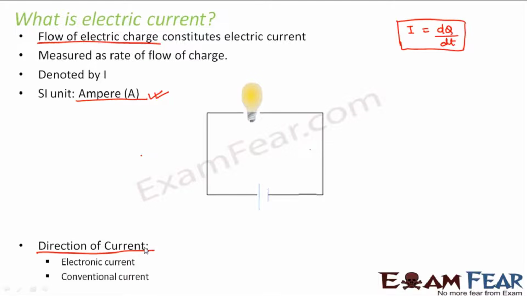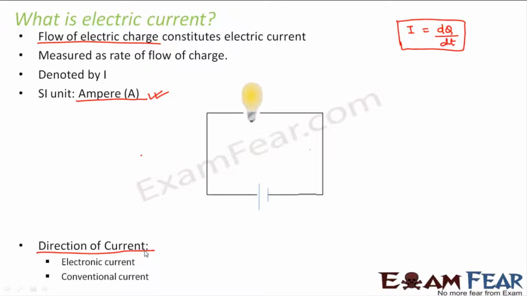Now there is something called direction of current. So what is the direction in which the electric current flows? As far as direction is concerned, we will talk about 2 types of current. One is electronic current and the other one is conventional current. When we talk about electric current, we talk about flow of electric charge, so basically we are talking about the flow of electrons. Flow of electrons is what is called electric current.